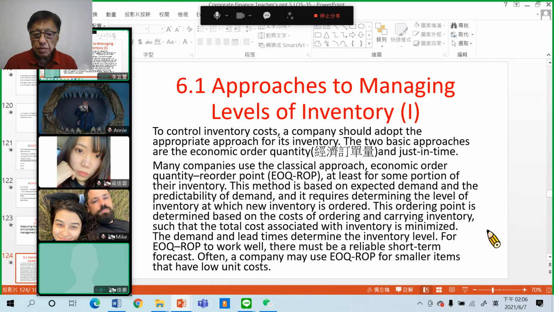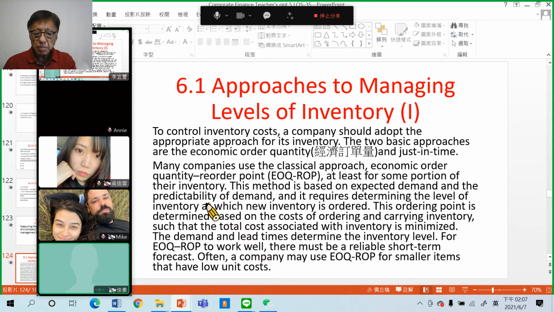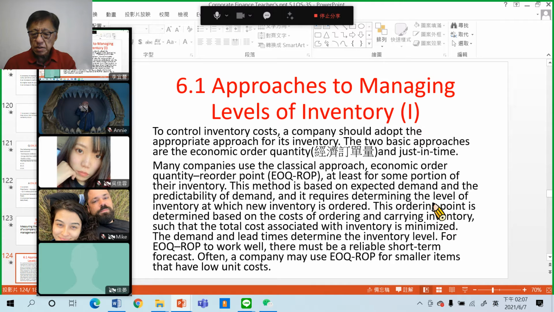Inventory. Here are two basic approaches: economic order quantity and just in time. Many companies use the classical approach, economic order quantity, reorder point, at least for some portion of their inventory. The method is based on the expected demand and the predictability of demand. It requires determining the level of inventory at which inventory is ordered. This ordering point is determined based on the cost of ordering and carrying inventory, such that the total cost associated with inventory is minimized.